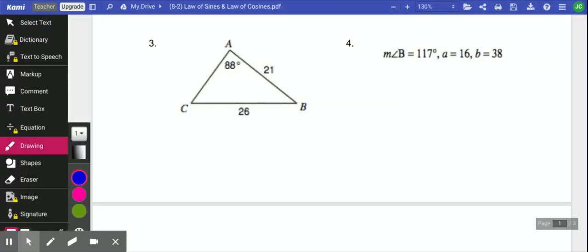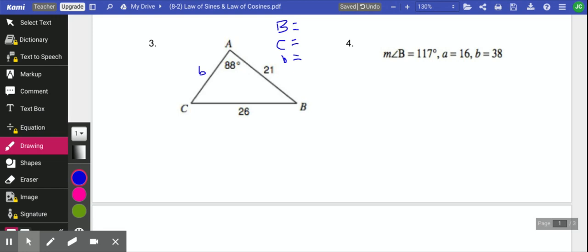All right, for number 3, we're going to do the same thing. We're going to find our missing sides and angles. So we need to find angle B, angle C, and side B, it looks like. Okay, this one's a little bit different than the last two because we only know one of the angles, so we can't add up and subtract from 180. So we're going to have to go straight to the law of sines.